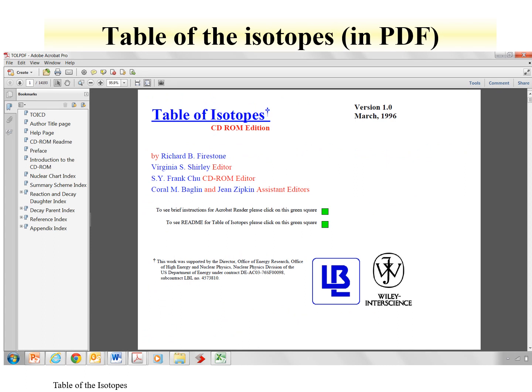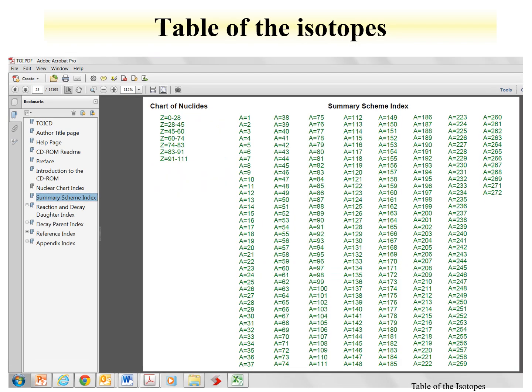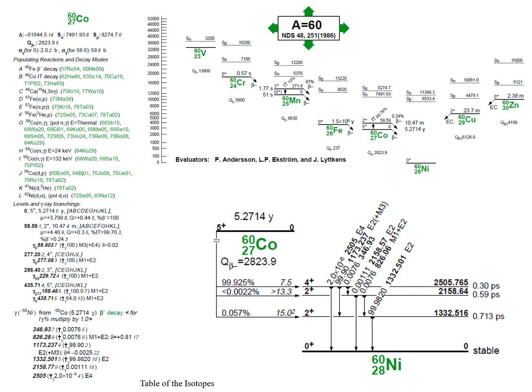One can utilize the table of the isotopes in the PDF form as shown here. Opening it up, you would see this page. You can click on the summary scheme index. You would get a table that's shown here. This would allow you to pick any summary of isotopes with a given mass, the mass parabola, for instance, we'll select A of 60. We would click on that. It would pull up information.